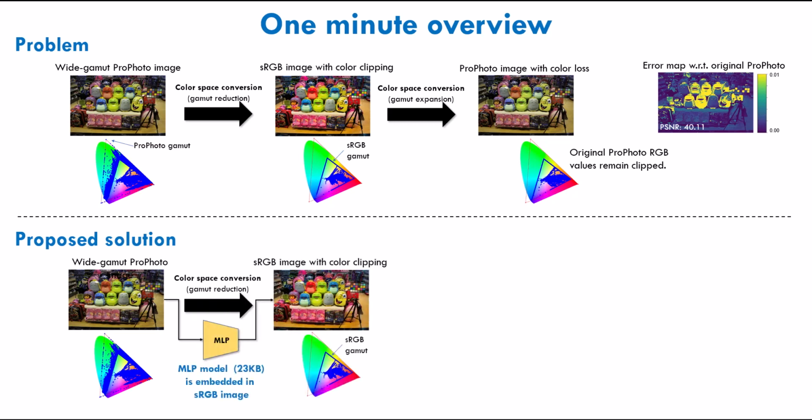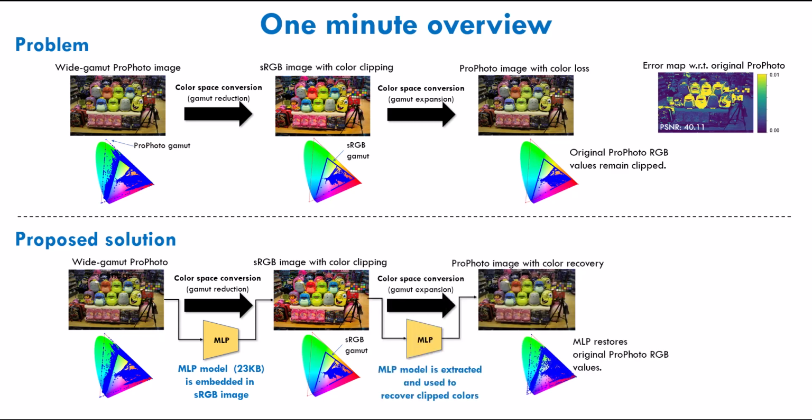During the initial color space conversion, a lightweight MLP is optimized that is able to recover clipped wide gamut colors. This MLP model is embedded in the small gamut image. When we want to do a conversion back to the wide gamut color space, the MLP is extracted and used to restore the color values. This approach is highly effective at color loss recovery.